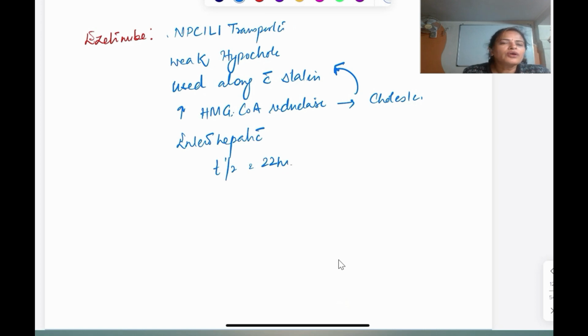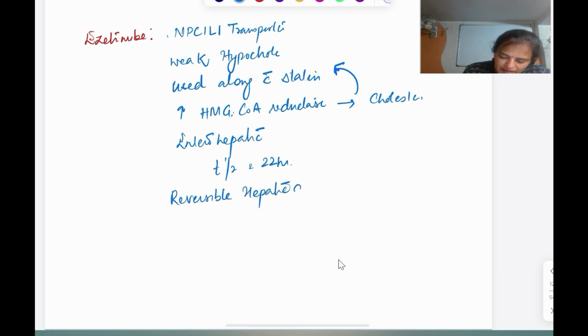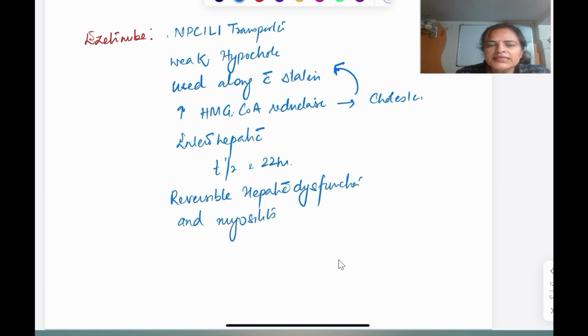It is well tolerated; only we can see reversible hepatic dysfunction and myositis, which is also rare. So this is about Ezetimibe.